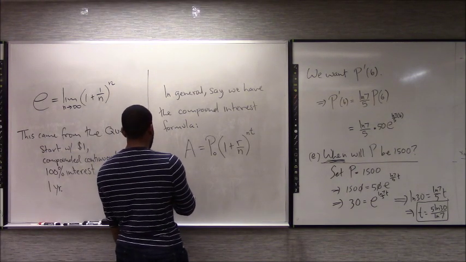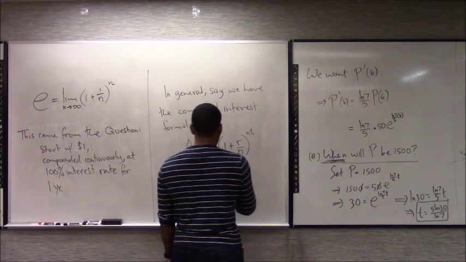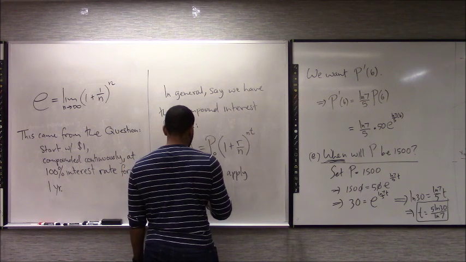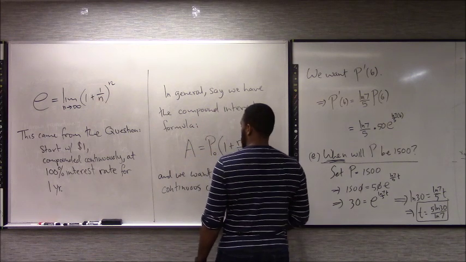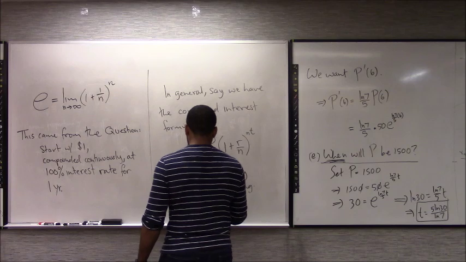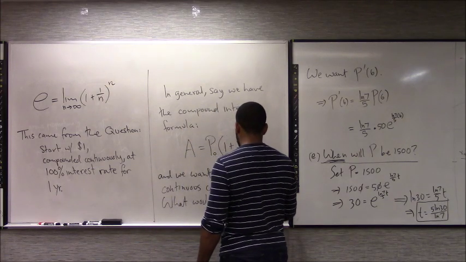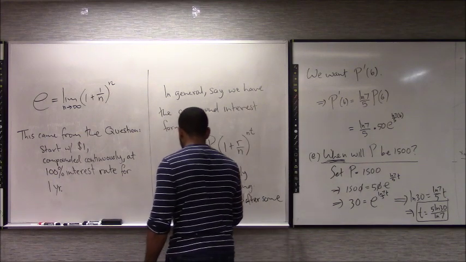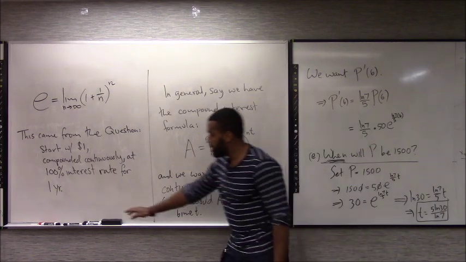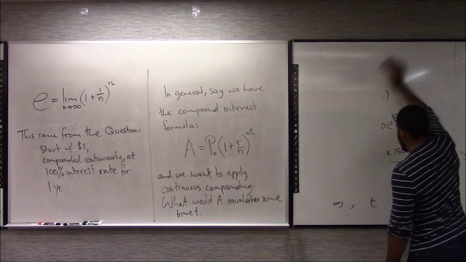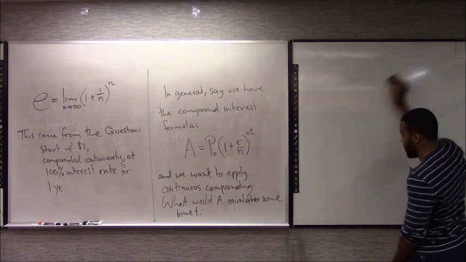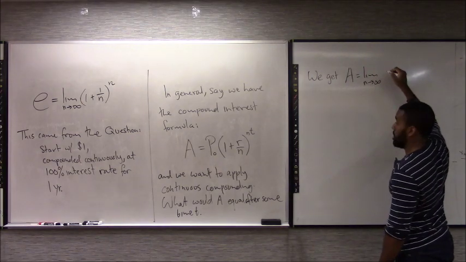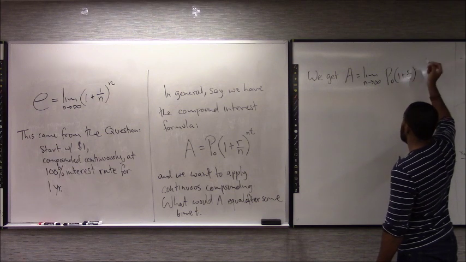We would have this formula that tells you the current balance of the account after time t. So say we have the compound interest formula and we want to apply continuous compounding. What would A equal after some time t? So whatever time period you give me, I want us to apply continuous compounding within that time period. What that means is you go crazy with the compound interest and compound it an infinite number of times per year. We get A would be the limit as n approaches infinity of P naught times 1 plus r over n to the n times t.